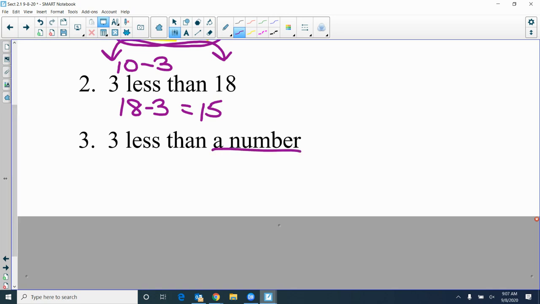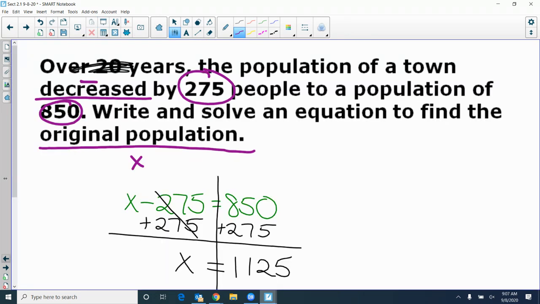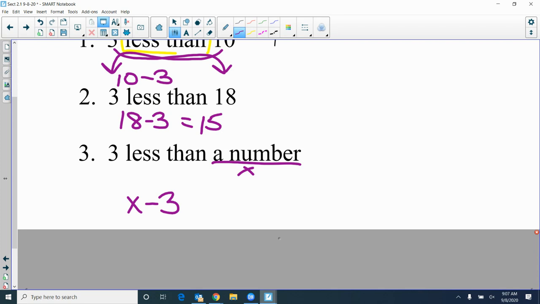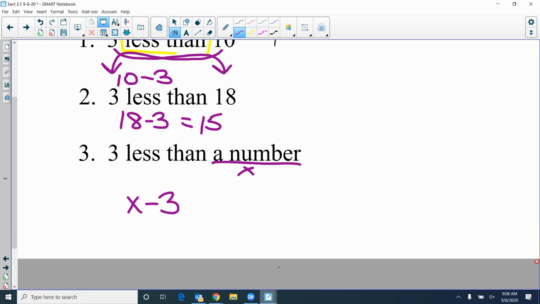When I see a number, that means just any variable: X, Y, N, Z. If I call it X, X minus 3. Because we're going to see phrases like this on word problems, you're going to need to know how to apply it. So for 3 less than a number, I just need to answer with an expression. Notice there's no equal sign here, so I call it an expression. Questions about that?